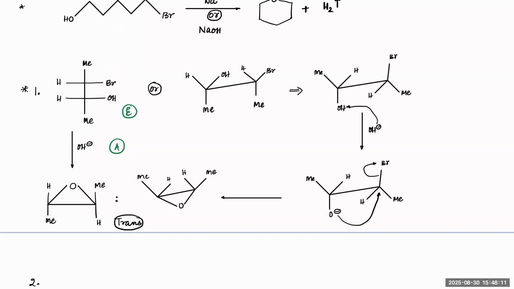Correct? So can I say this is like an erythro form because both the groups are on the same side, and I'm making a back attack. Back attack means anti-attack. Correct? If it is an anti-attack, what should be the product here? It should be trans, right? So in a cyclic structure, how do I show trans? Keeping the groups opposite to each other. So you can see this methyl and methyl are opposite to each other. That makes it trans. Clear? This is just to show you how the mechanism is worked out.